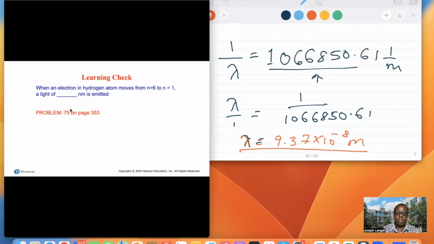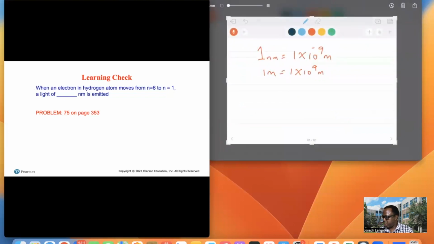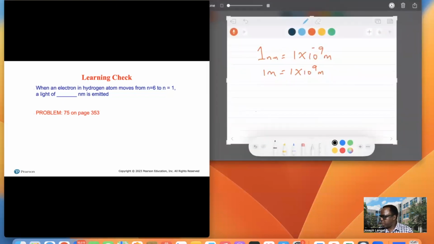You want to find out in nanometers. So it turns out that, or you should know, you are expected by now to know 1 nanometer equals 1 times 10 raised to negative 9 meters, or 1 meter equals 1 times 10 raised to 9 nanometers. So we want to get rid of nanometers.